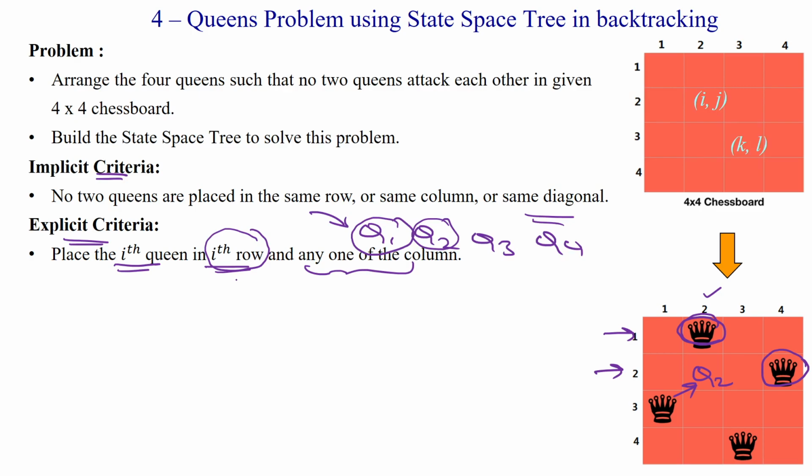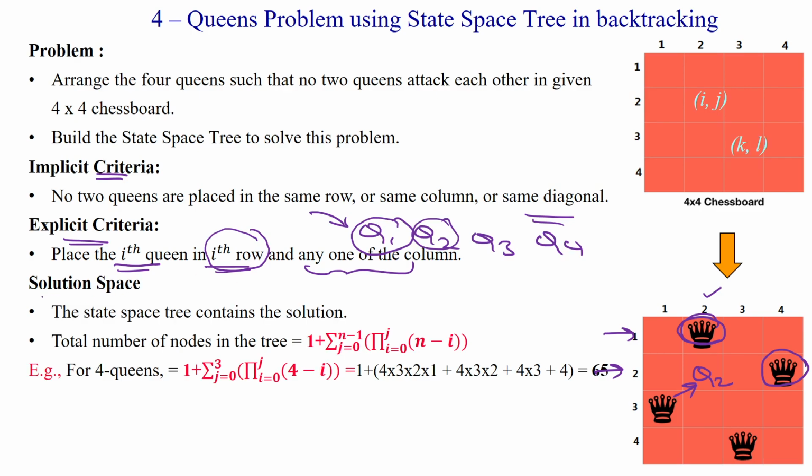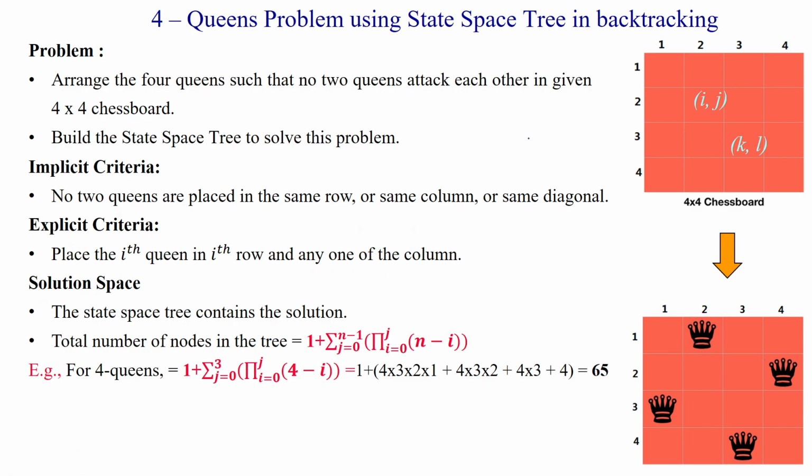Now we are going to solve that using the state space tree. When you are using the state space tree, you will construct it like this. The node is started here. Then for queen 1, which column can I select? I can select the first column, or I can place it in the second column, the third column, or the fourth column. So there are four options available for queen 1.